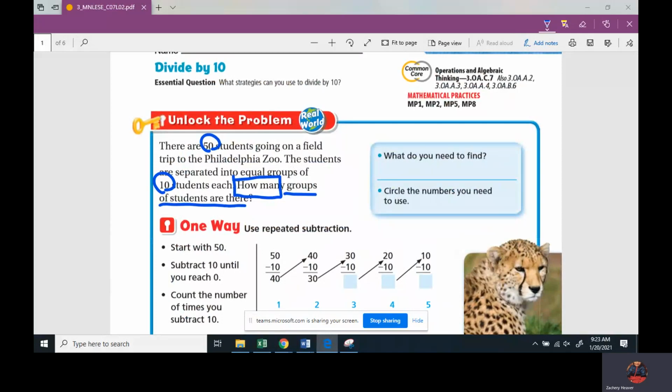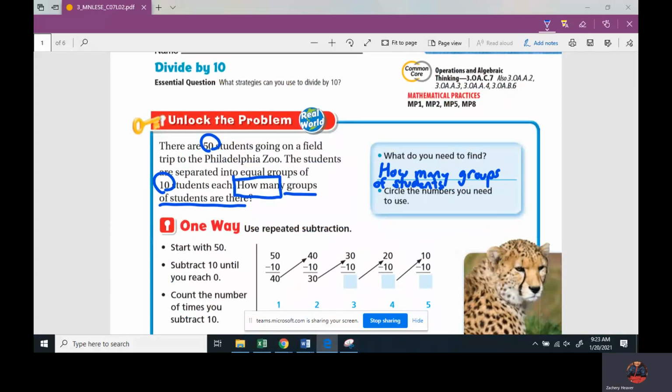So what do we need to find first, Aubrey? How many what? How many groups of students? That's the first thing we're looking for. How many groups of students?